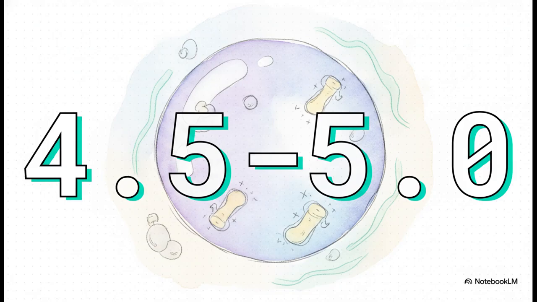But consider this specific number, 4.5 to 5.0. That is the highly acidic internal pH of a lysosome, and it's actively maintained by proton pumps. This is such a brilliant safety mechanism. These destructive enzymes only function at that low acidic pH. So if a lysosome were to accidentally rupture, its enzymes would immediately become completely inactive in the neutral pH of the cell's cytoplasm. That prevents the cell from accidentally digesting itself from the inside out.